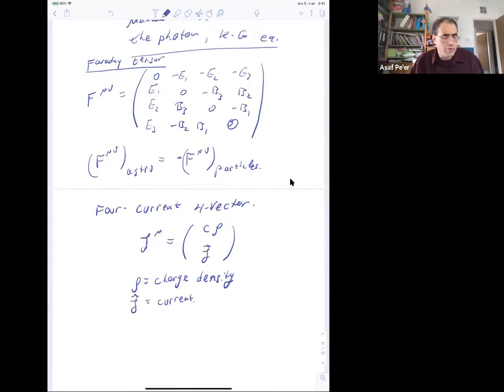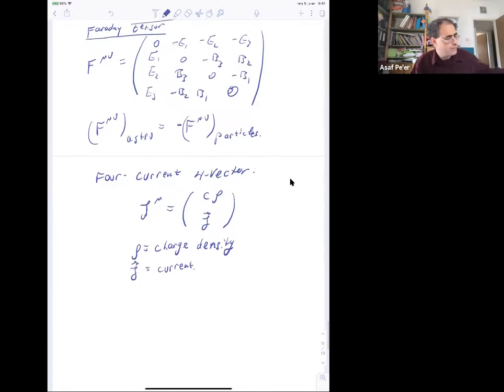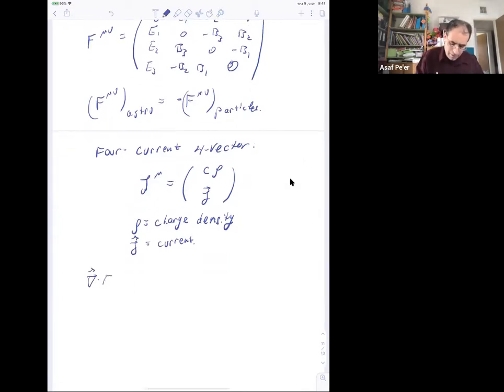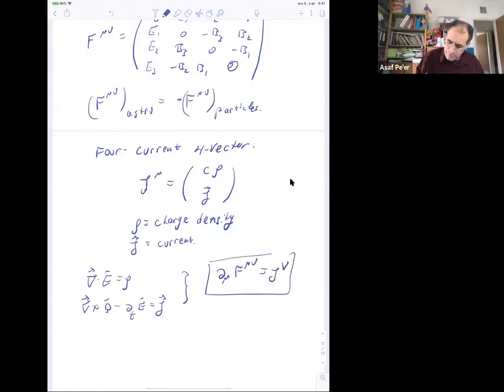Now I can write down two of Maxwell's equations, the non-homogeneous Maxwell's equations: ∇·E equal to ρ, and ∇×B minus ∂tE equal to J. I can write them in a very compact form. It's just ∂μ F^μν equal J^ν. Very simple.